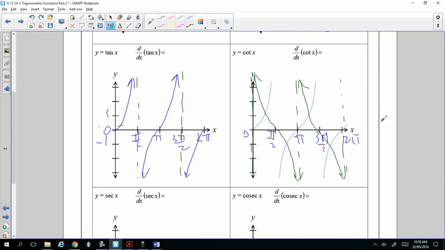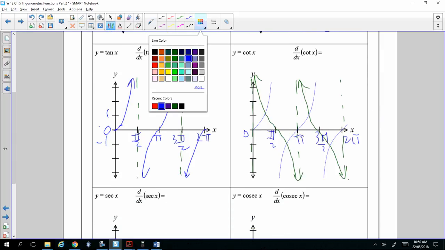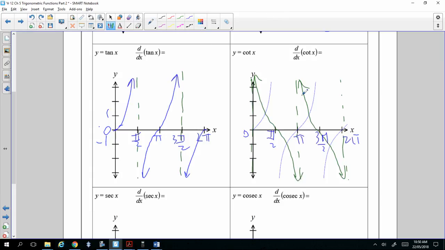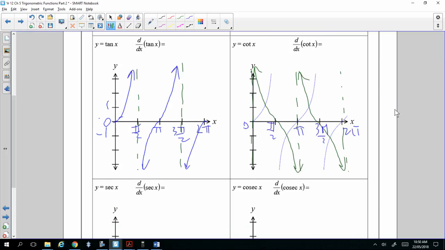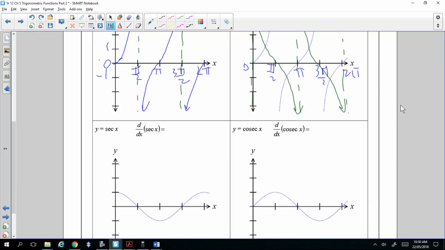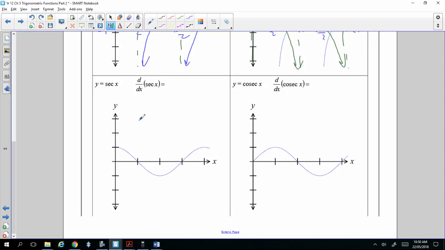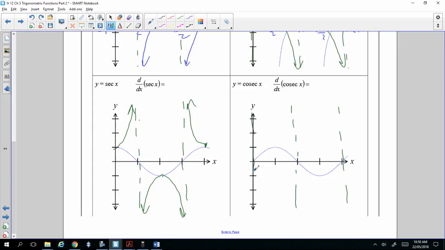Okay, use the green pen. Okay, let's try the sec x and cosec x. Sec x, again, every time there's a 0, asymptote, asymptote, and then you just go the opposite way. Alright, it's the reciprocal of cos. Sec is the reciprocal of cos. I drew the cos graph. Okay, and then same thing here. And then you get like this.